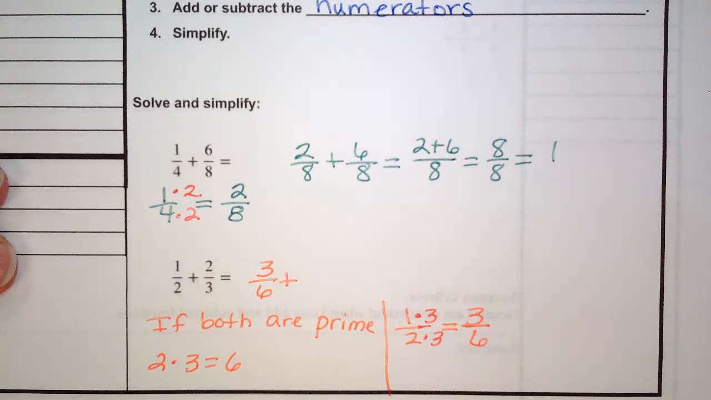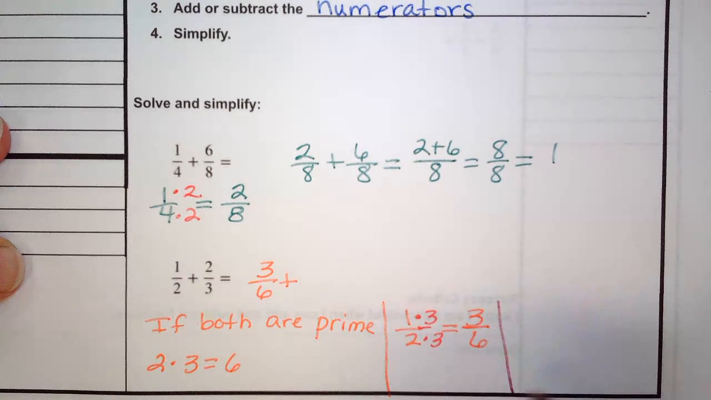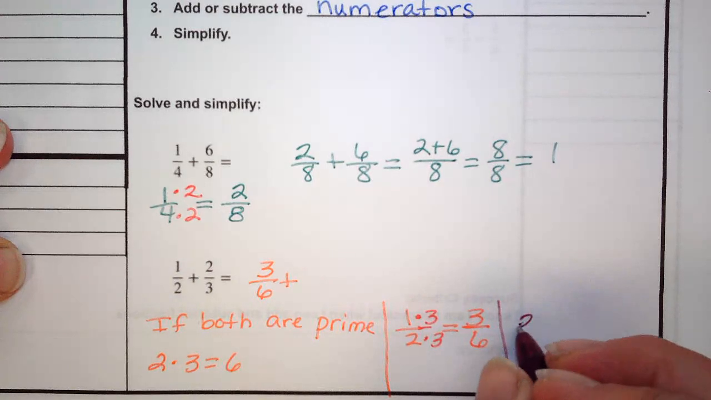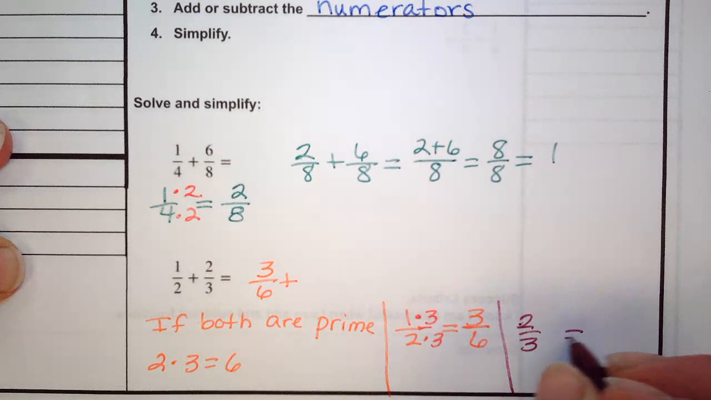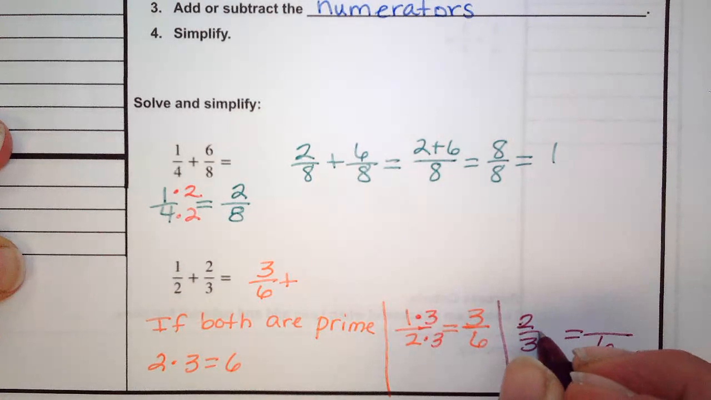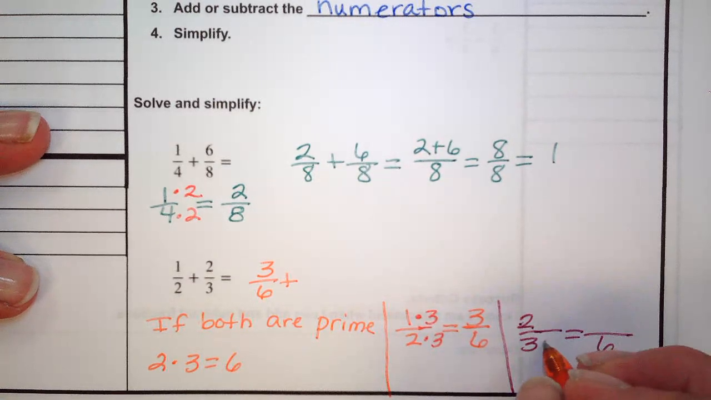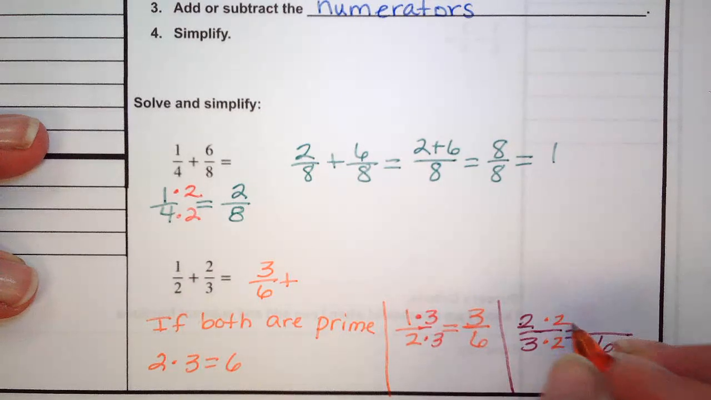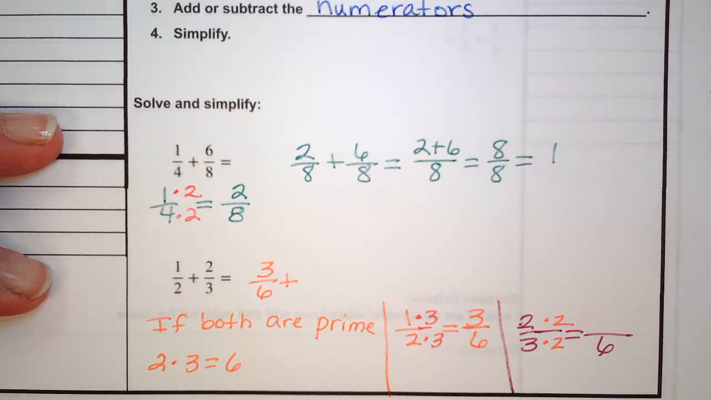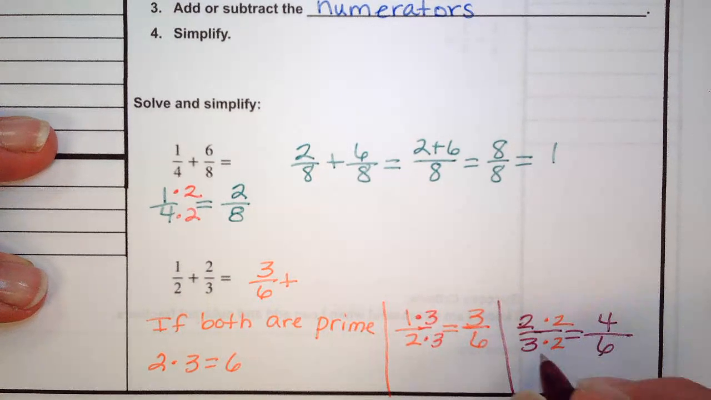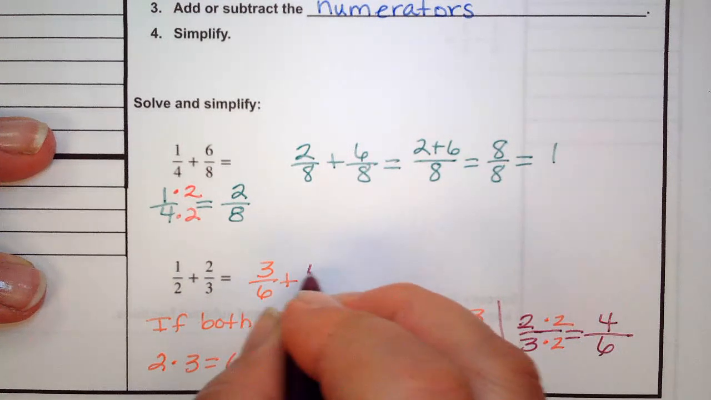Okay, for the next one, 2 over 3 is equal to what over 6? I multiply by 2 on top and bottom. 2 times 2 is 4. 3 times 2 is 6.